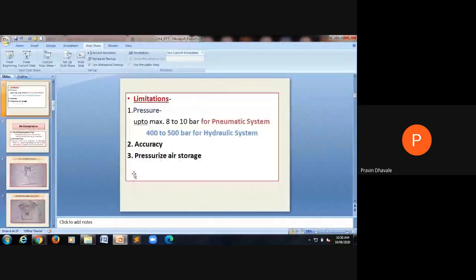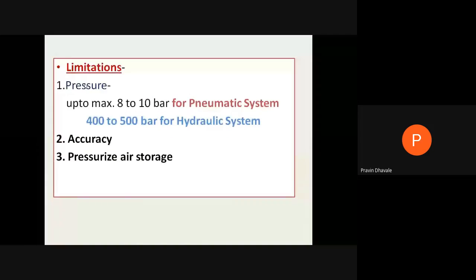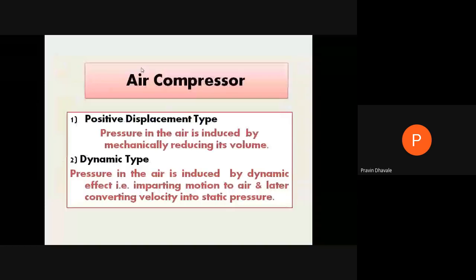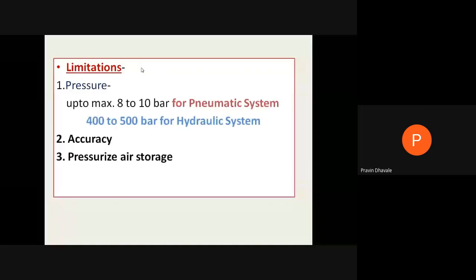Okay, these are the advantages. In this lecture we covered introduction to the pneumatics, then the advantages of pneumatics, then we discussed the limitations of the pneumatics. Now we will discuss comparison between hydraulics and pneumatics, right? I don't have that slide prepared.